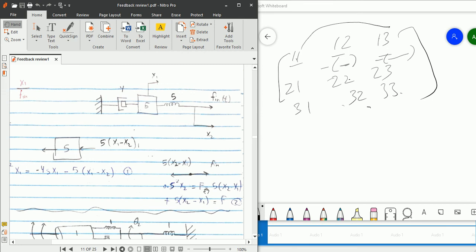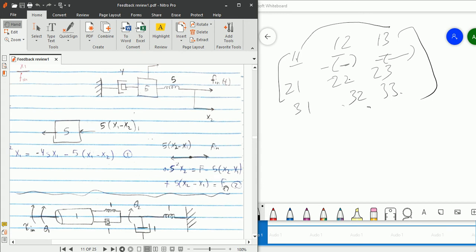Okay, it is equal to the sum of forces. So the sum of forces will be F in towards the right, but the spring force will be opposite. So it will be 5 into x2 minus x1, but it will be negative. So it will be F in minus 5 into x2 minus x1 equal to 0. Why 0? Because there is no mass here. Okay, so this is the equation now: F in minus 5 into x2 minus x1 equal to 0 dot s square, that is 0.